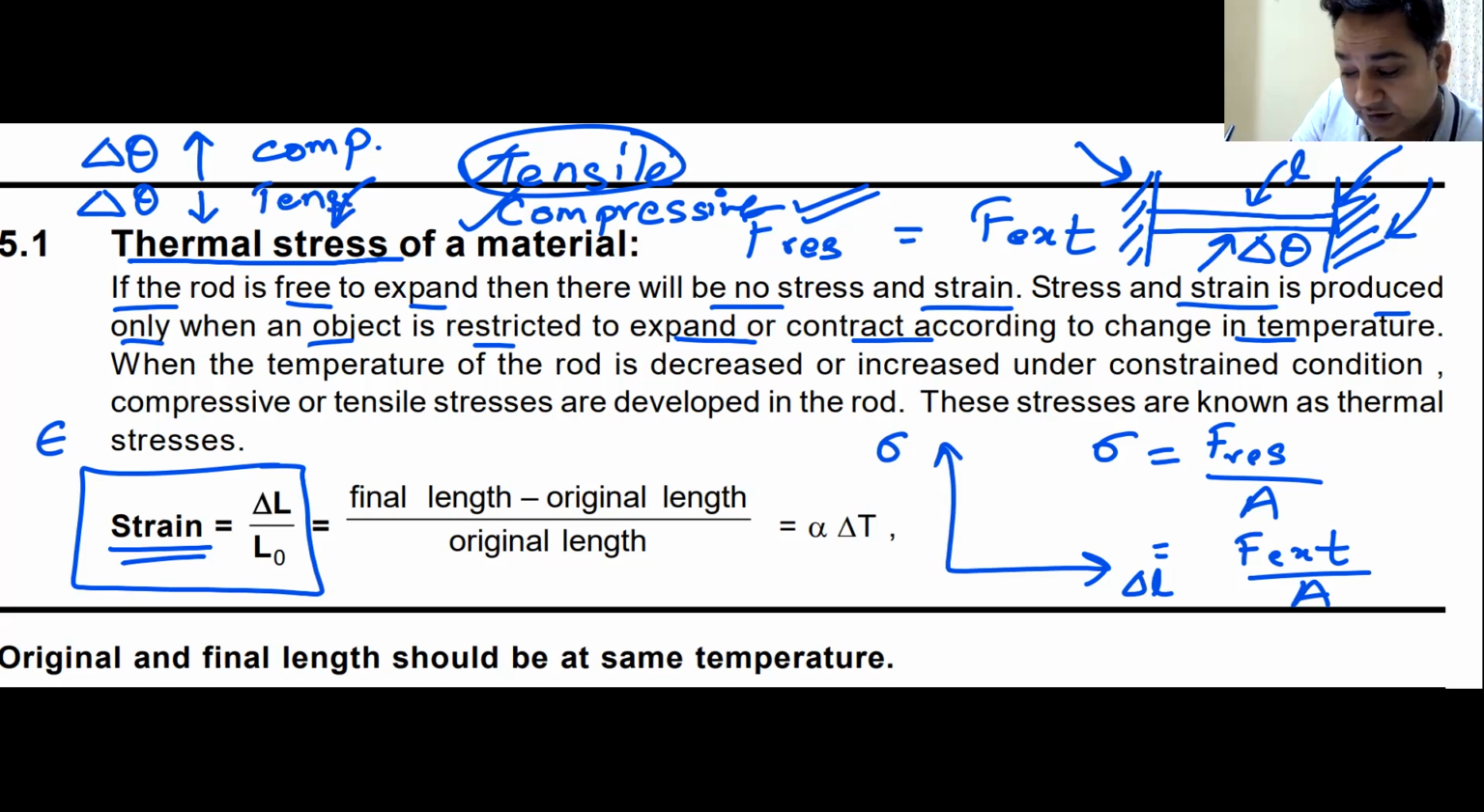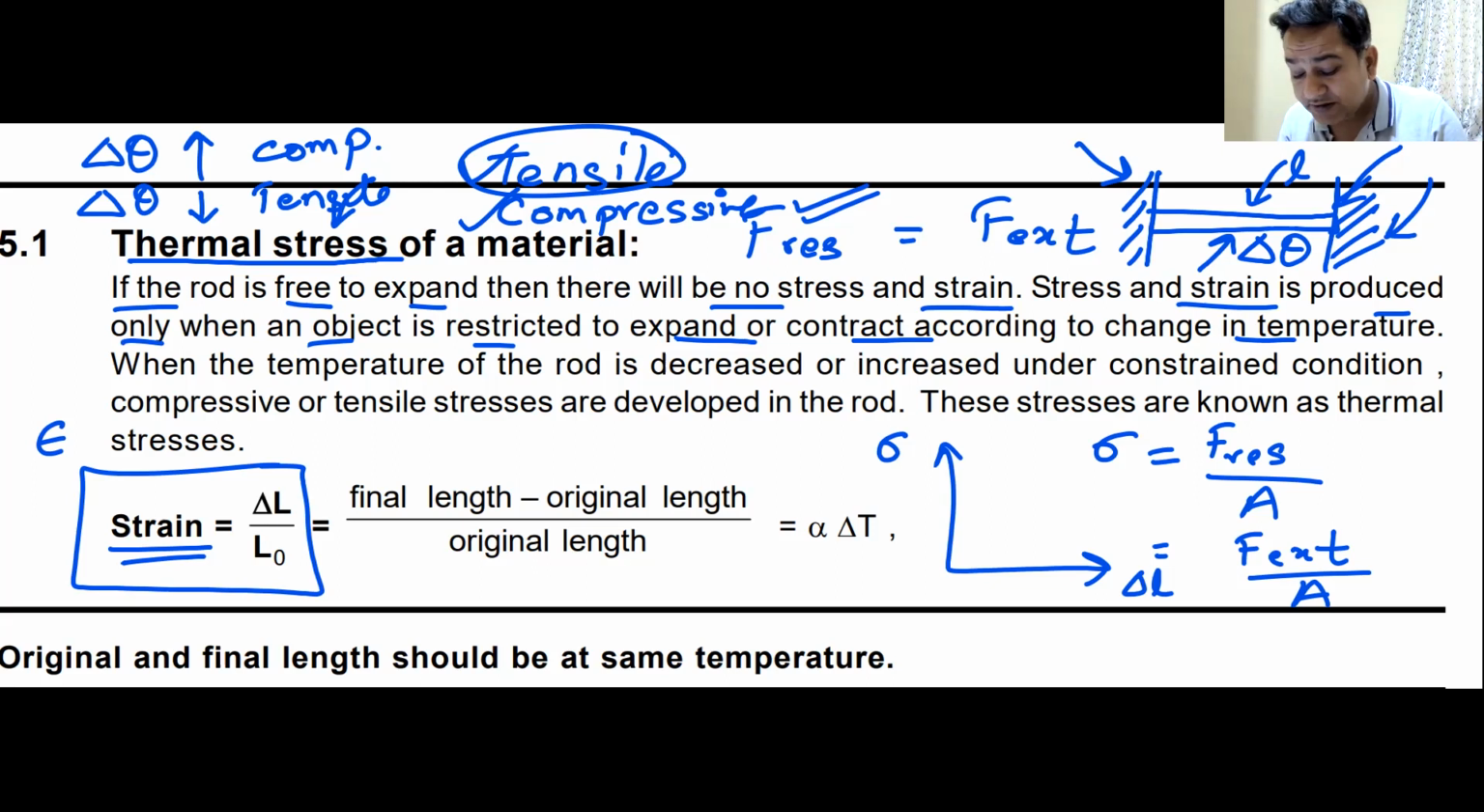Because if it is cooling down, it will try to contract, but it is not allowed to contract because it is being now extended, and hence the stress is tensile in that case. So remember, it is opposite. When it's heated, the stress is compressive. When it is cooled down, that stress is tensile.